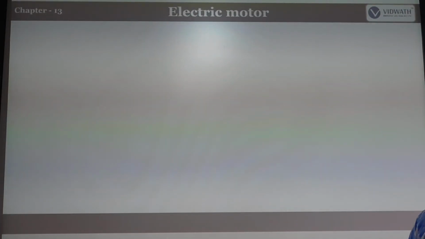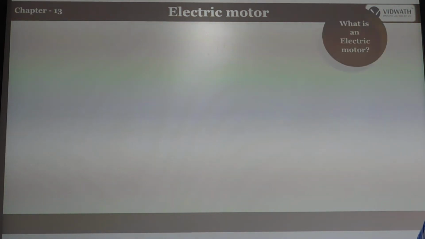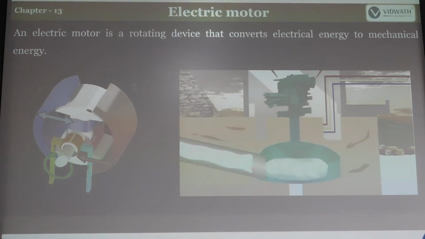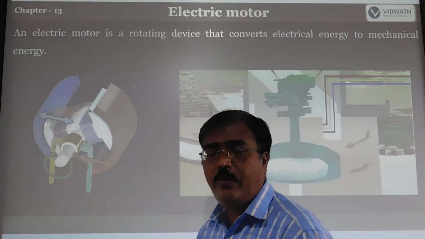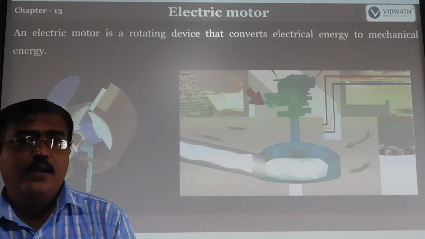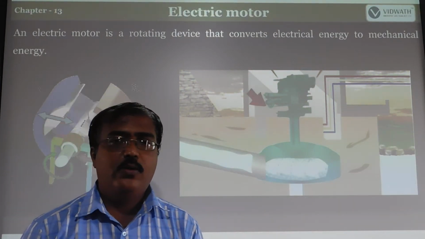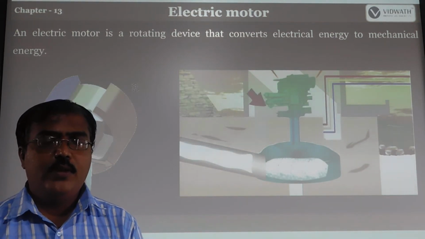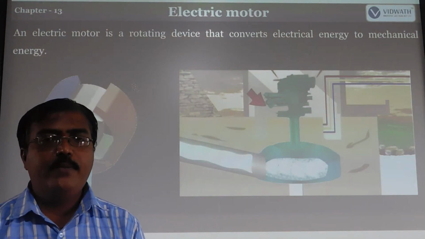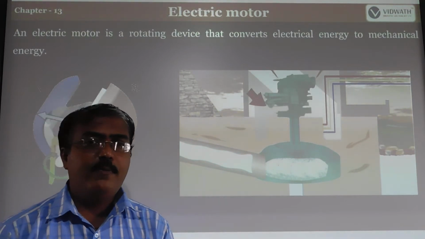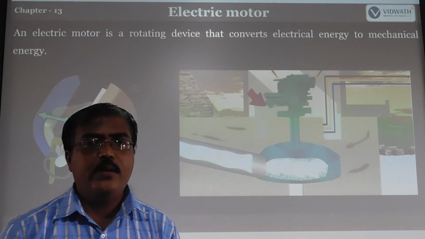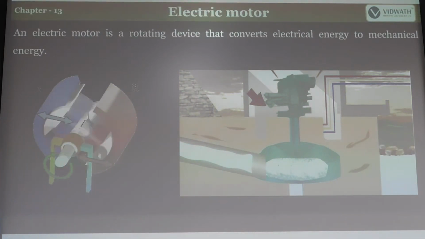Next question: what is an electric motor? An electric motor is used for various applications, maybe in agriculture or at home, for example to pump water from a well. For that purpose we use an electric motor. But let us see how it actually works scientifically.